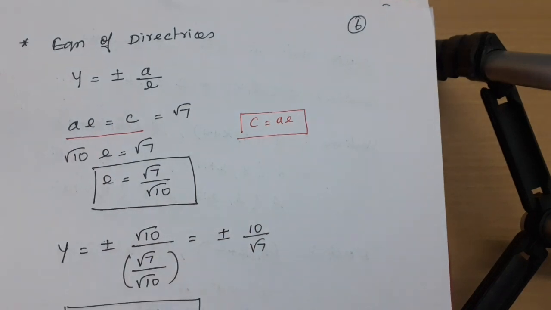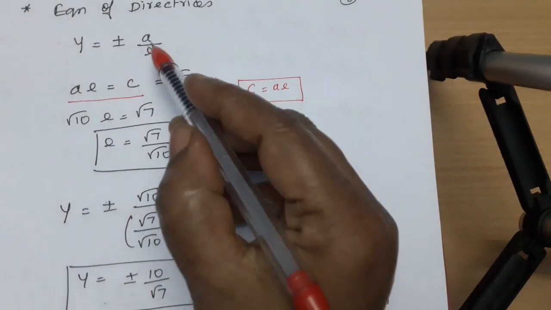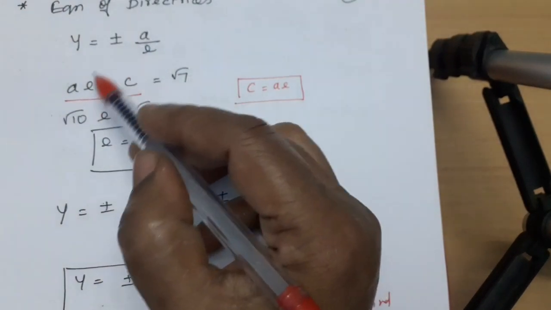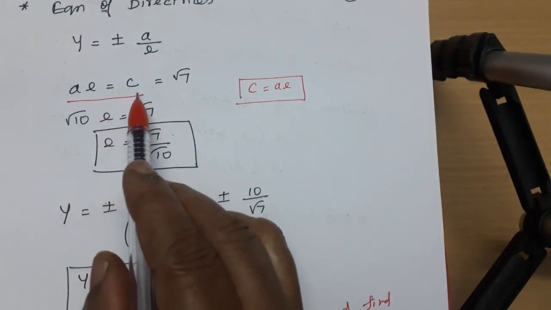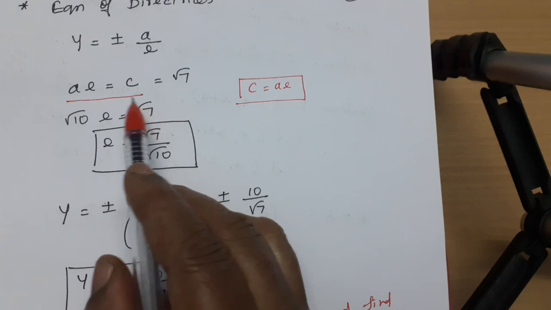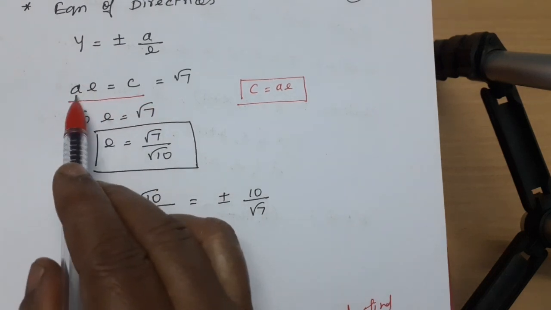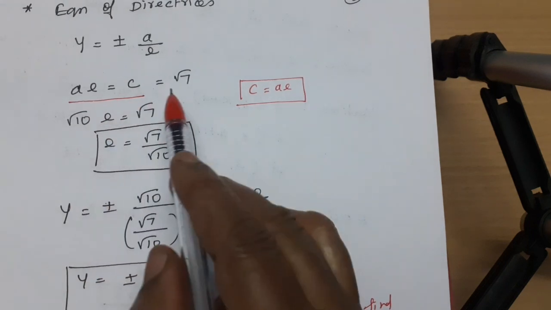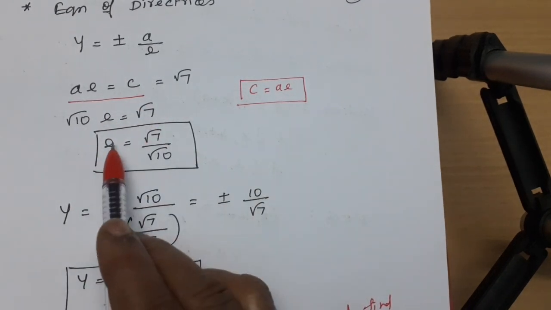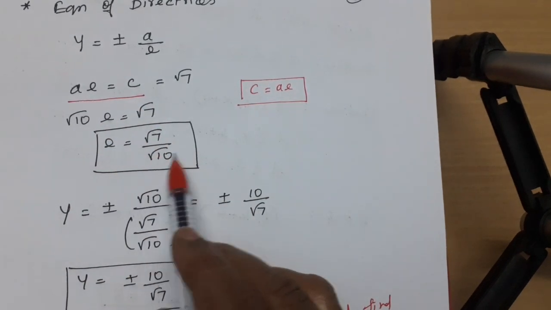We are going to find the e value because we know the a value and the c value. Using ae equal to c, what is our a? A equal to root 10, into what is our e? We are going to find the e value. C is root 7. Now e equal to root 7 by root 10.